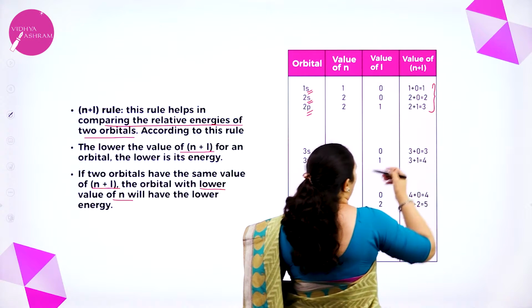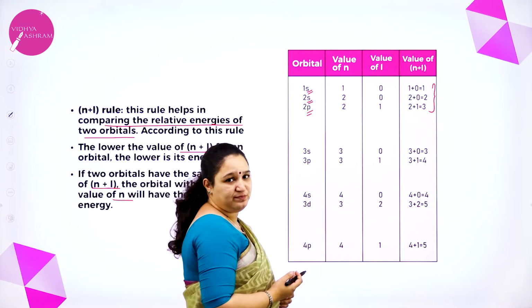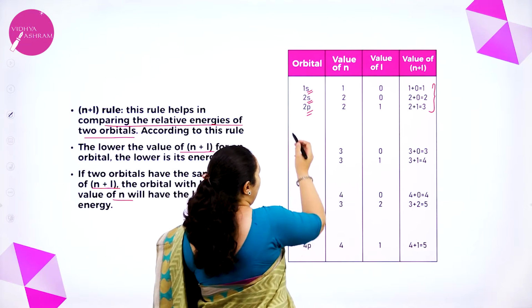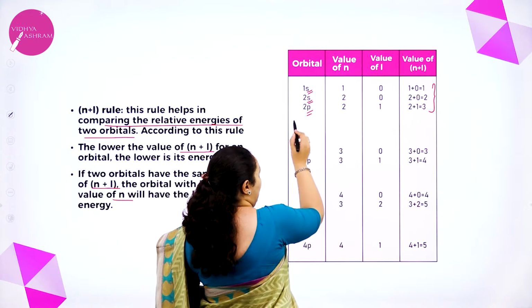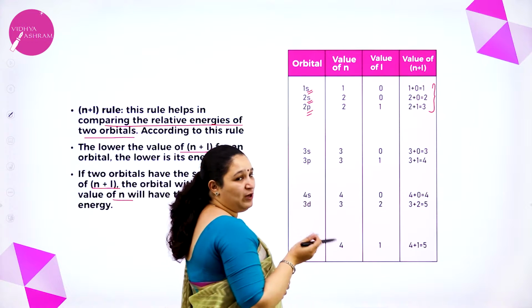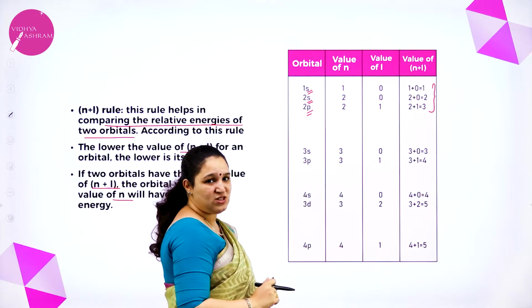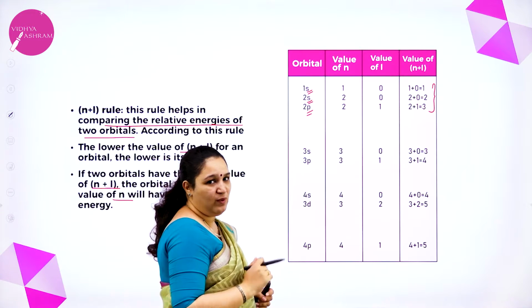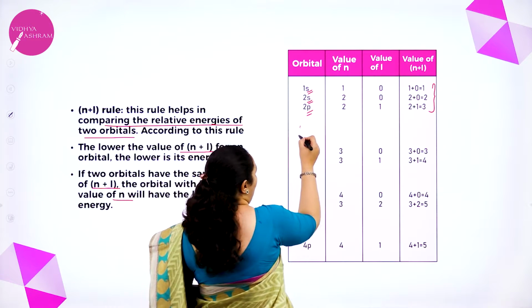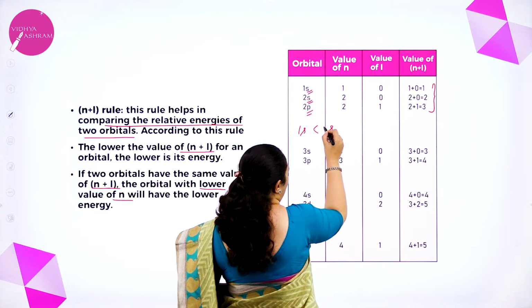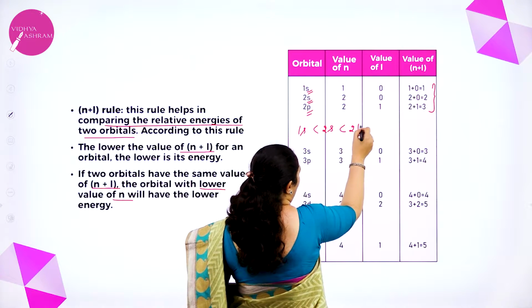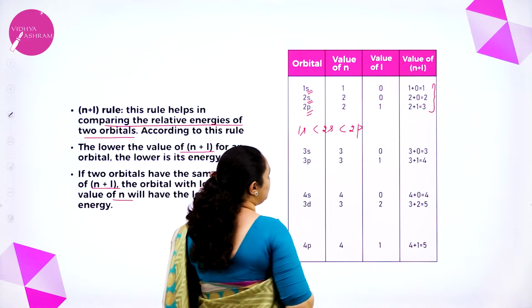Among these three, which has got the highest energy? Of course, 2p has got the highest energy. Next, below that we have the 2s orbital. Below that we have the 1s orbital. So we have 1s, 2s and 2p for this example.